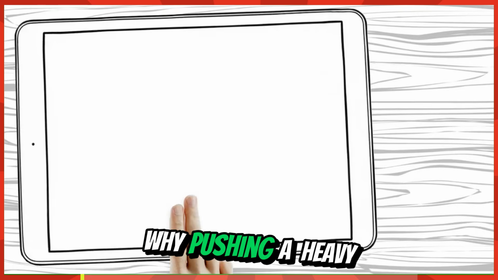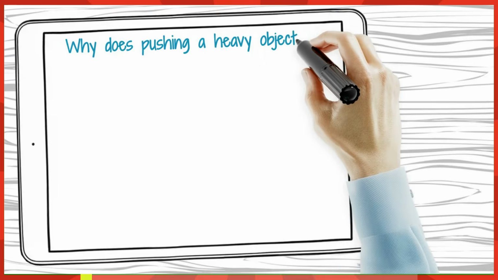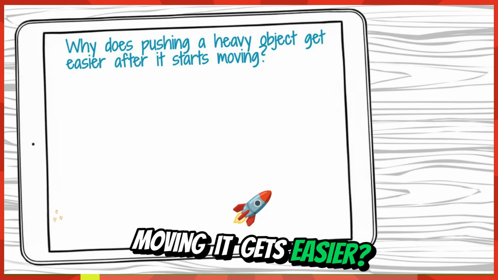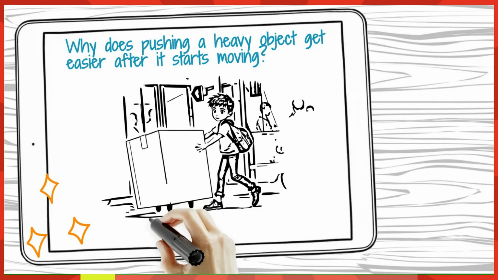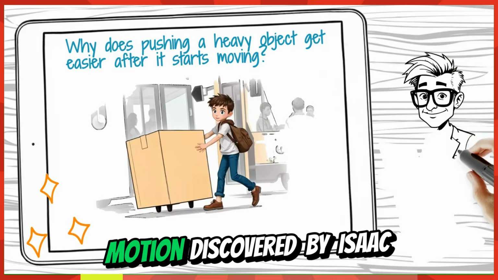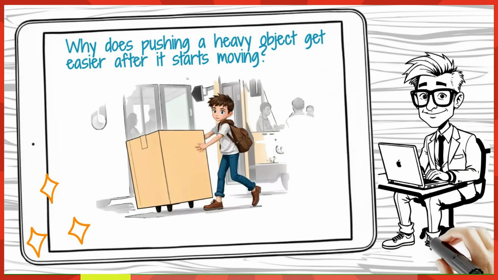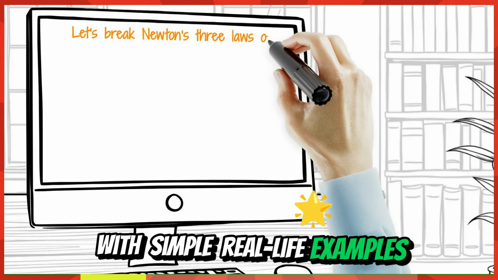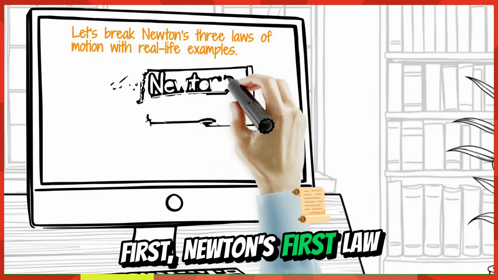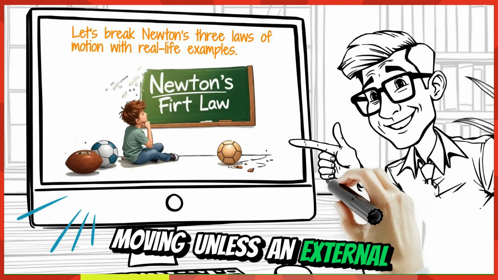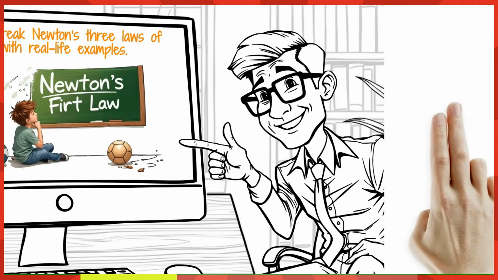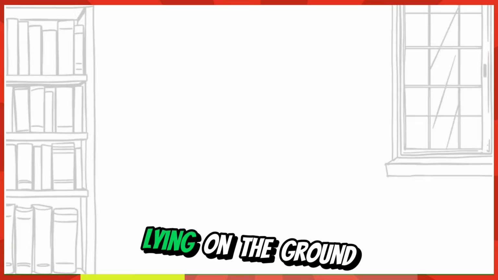Have you ever wondered why pushing a heavy object feels so hard, but once it starts moving, it gets easier? Or why you suddenly jerk forward when a bus stops? That's all because of the 3 laws of motion discovered by Isaac Newton. Let's break it down with simple real-life examples. First, Newton's first law. An object will stay at rest or keep moving unless an external force acts on it. Think of a football lying on the ground.